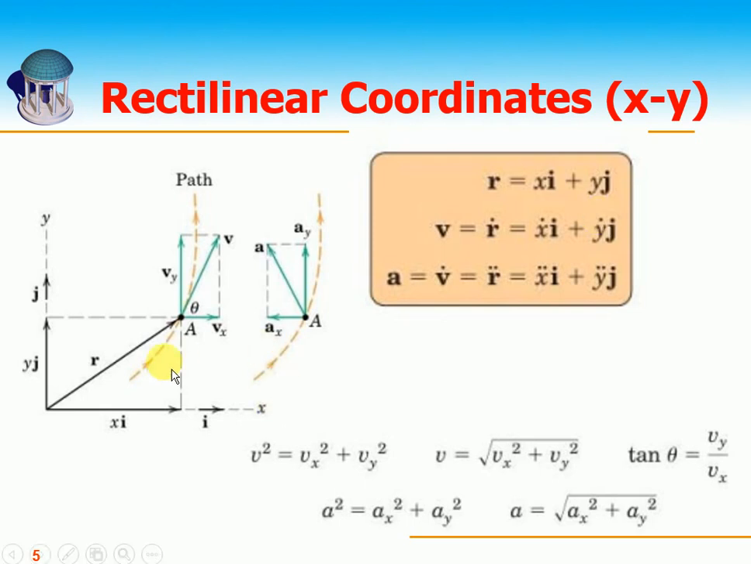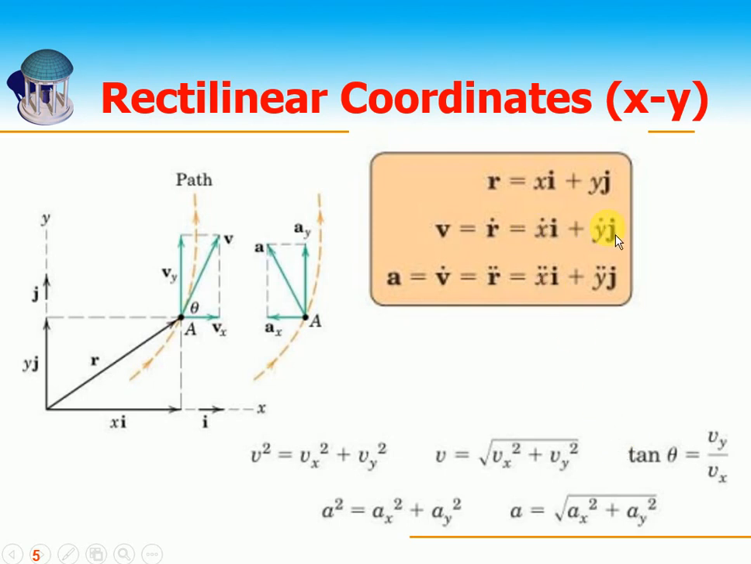If I write the position as r is xi plus yj, and you take the derivative of this r, you get the velocity of this particle, x dot i plus y dot j. Similarly, if I take the derivative of this velocity, I get the acceleration, x double dot i plus y double dot j. Hence, if I need to find the value of r by knowing x and y, r is equal to the square root of x squared plus y squared. Similarly, velocity is vx i plus vy j, so its magnitude v is equal to the square root of vx squared plus vy squared, according to the Pythagoras theorem.